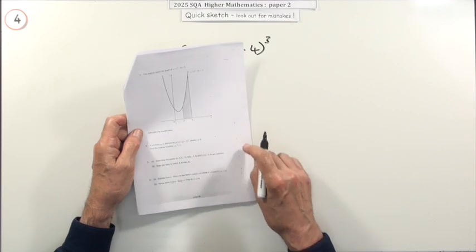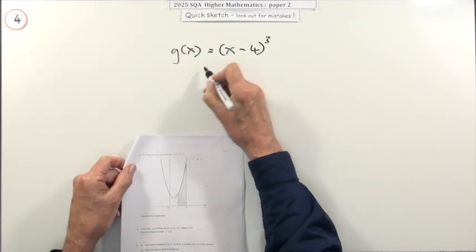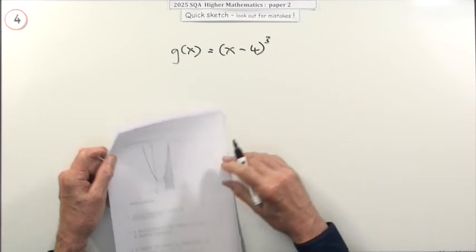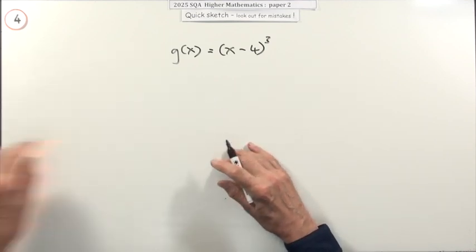Number 4. 3 marks, find the inverse function. So you'll probably just make it y equals, and then you rearrange it and then change it all into x's. But I think I'll just do it this way instead.